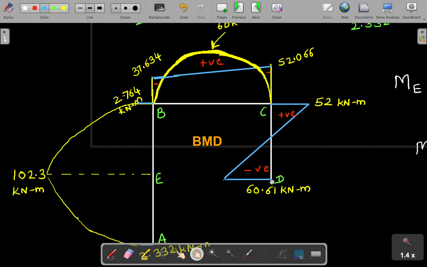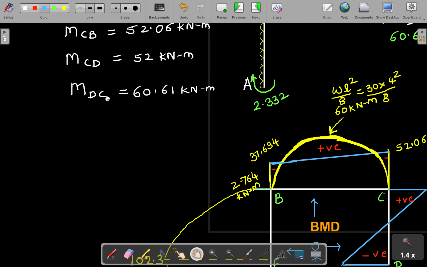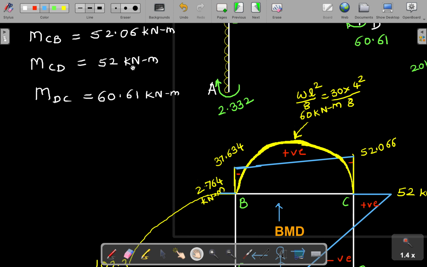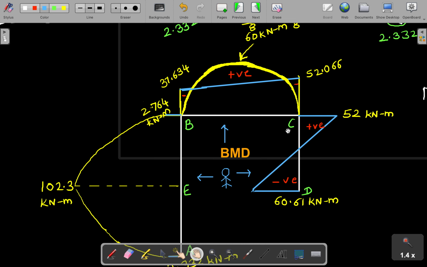One more important thing: whenever you are drawing a bending moment diagram, assume that you are standing inside and looking in all these directions. When you are drawing, your seeing direction is like this, here like this, and here also like this. When you see from here, CD is 52. It is positive, so it is going like this. So we have drawn 52 like this.